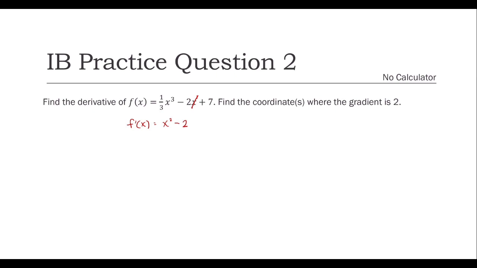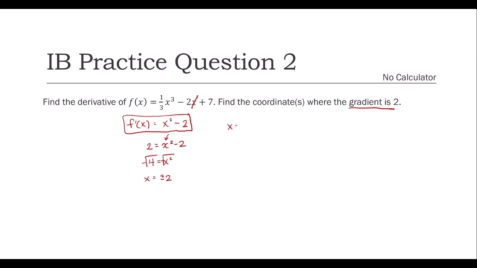So our f prime of x equals x squared minus 2, and we want to find when the gradient is 2, so our slope will be equal to 2. So 2 equals x squared minus 2. This is our derivative, so we'll put it in a box because that's one of our answers. To solve for x here, we'll add 2 to both sides, so we get 4 equals x squared. So if we take the square root of each side, we get that x equals plus or minus 2.